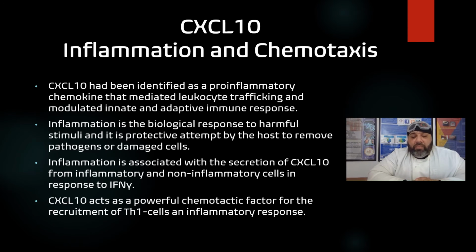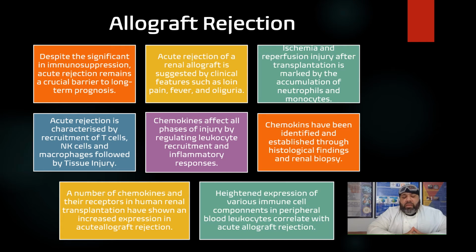Generally, CXCL10 acts as a powerful chemotactic factor for the recruitment, specifically, of T helper cell type 1 where there is evidence of inflamed tissue or tissue injury. In and around allograft rejection, despite significant advances in immunosuppressive agents, acute rejection still remains a crucial barrier to long-term prognoses.